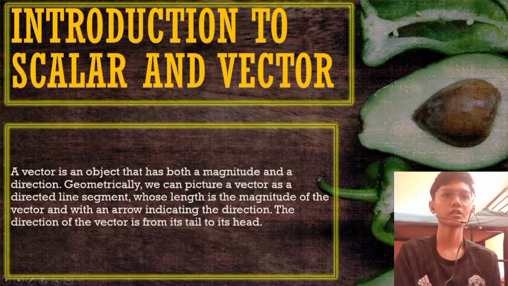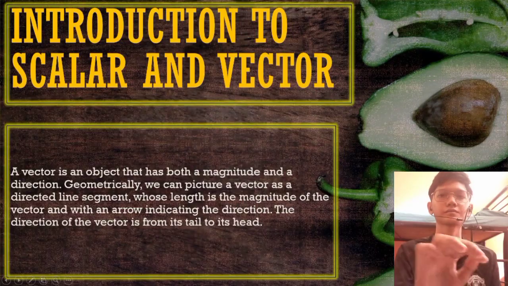Introduction to Scalar and Vector. A vector is an object that has both a magnitude and a direction. Geometrically, we can picture a vector as a directed line segment whose length is the magnitude of the vector, with an arrow indicating the direction. The direction of the vector is from its tail to its head.